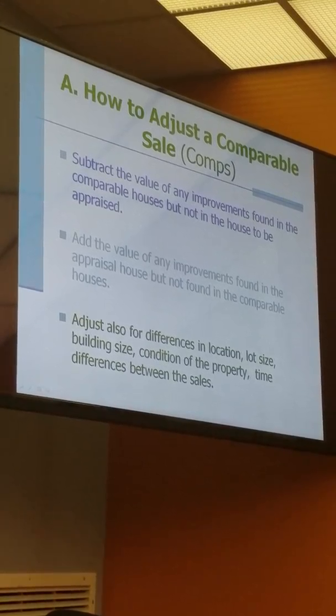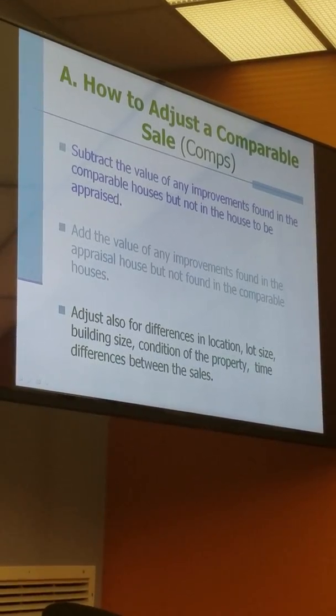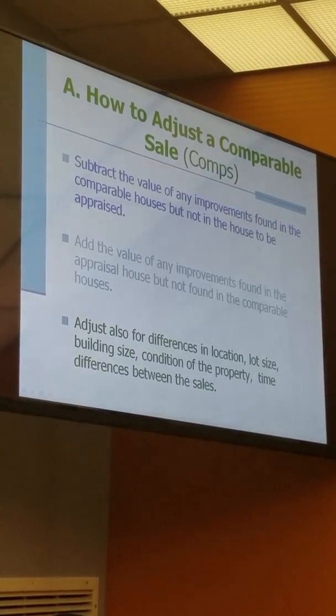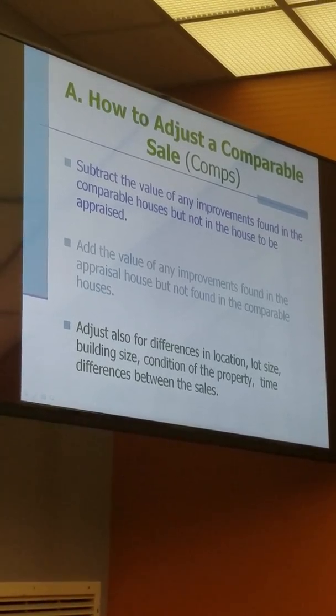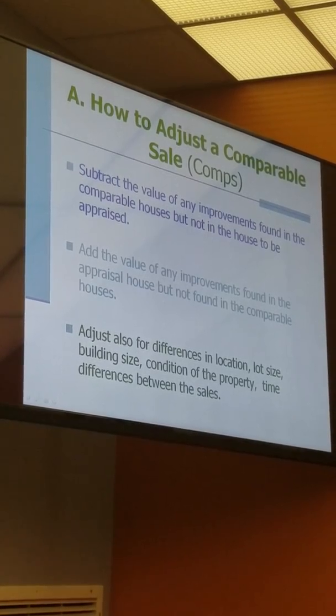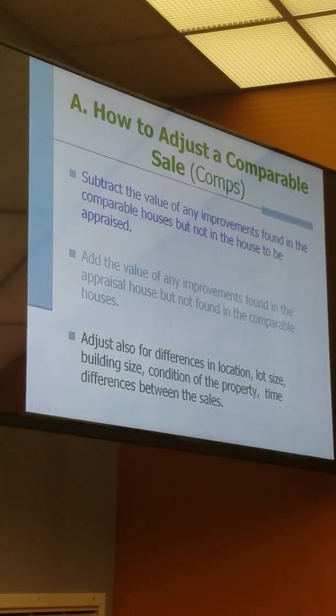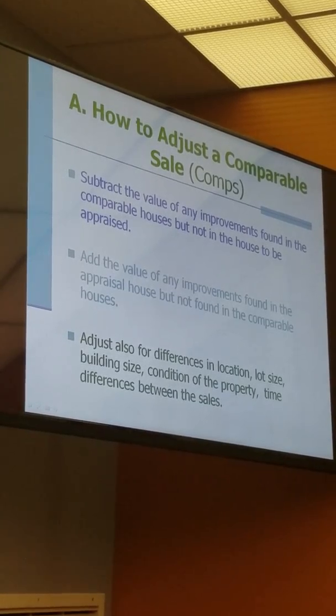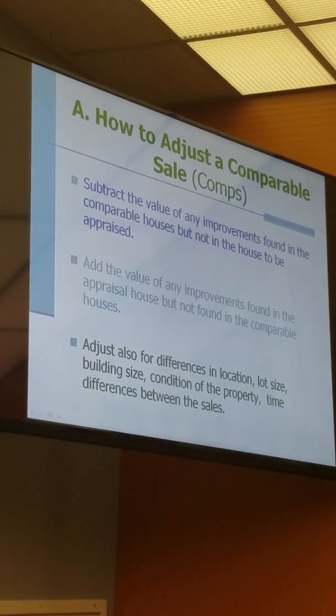So subtract the value of any improvements found in the comparable houses, but not in the house to be appraised. Add the value of any improvements found in the appraisal house, but not found in the comparable houses. Adjust also for differences in location, lot size, building size, condition of the property, and time differences between the sales.